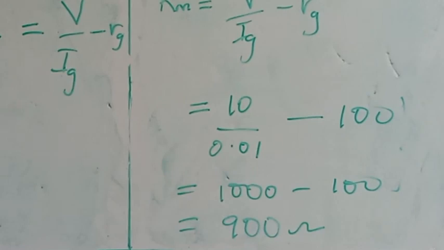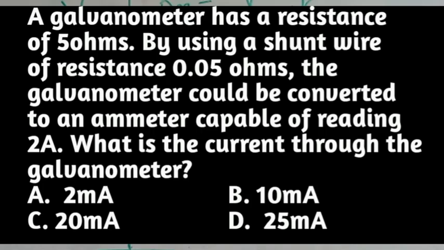Okay, try this for the community practice question. A galvanometer has a resistance of 5 ohms. By using a shunt wire of resistance 0.05 ohm, the galvanometer could be converted to an ammeter capable of reading 2 amperes. What is the current through the galvanometer? A. 2 milliamperes, B. 10 milliamperes, C. 20 milliamperes, D. 25 milliamperes.